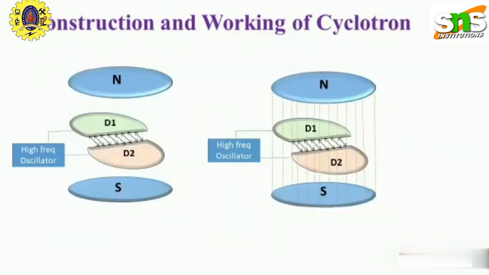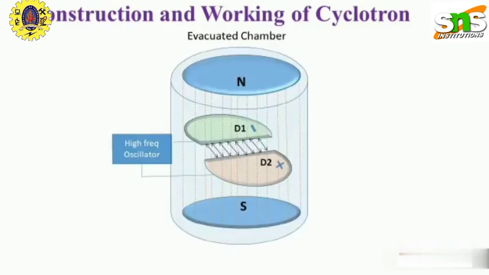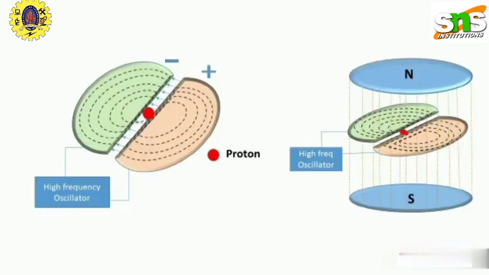Two electromagnets are used: one is kept above the Ds and another is kept below the Ds. The bottom electromagnet will have the north pole above and the top electromagnet will have the south pole below. This creates magnetic lines which are perpendicular to the electric field direction. That is, the electric field is created between the Ds in the horizontal direction, whereas the magnetic field is created in the vertical direction. Finally, the whole setup is enclosed in an evacuated chamber.